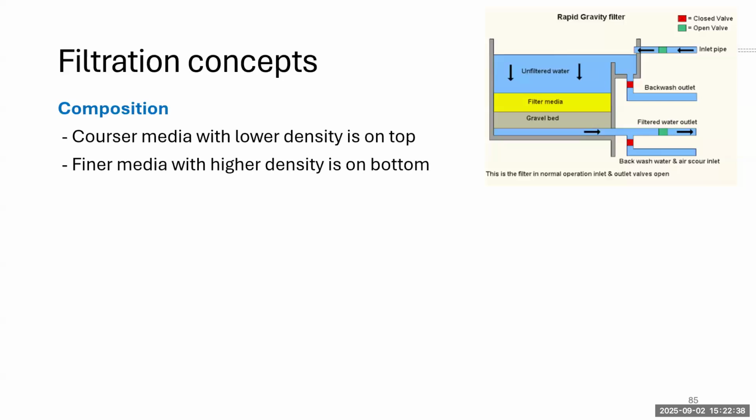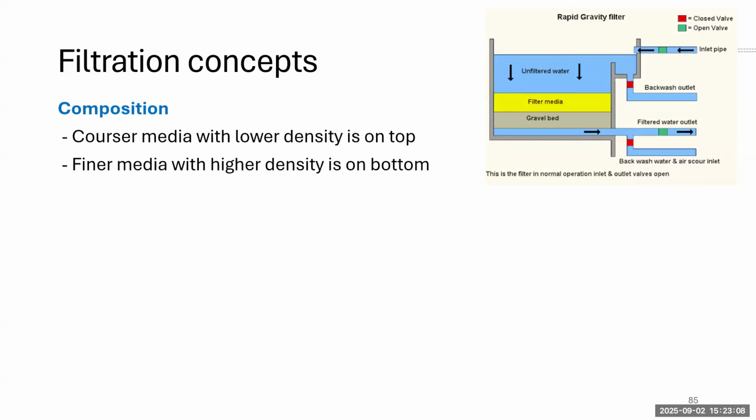Some different filter concepts we want to think about. Generally, the coarser, less dense media is on the top, and there's a good reason for that. For one, it helps you to separate out where you're collecting solids. The biggest particles can be collected on the top, and the smaller particles can be collected deeper down. It helps you to have a longer filter run so that everything's not having to collect at just one point.